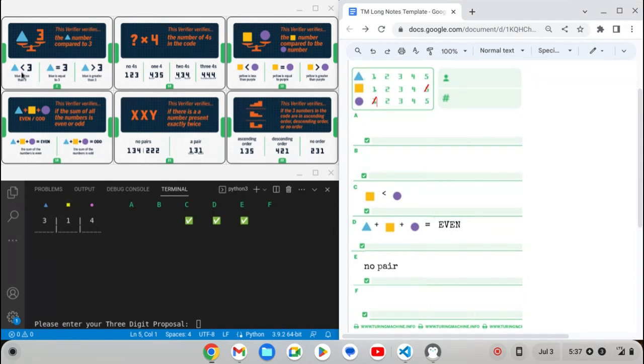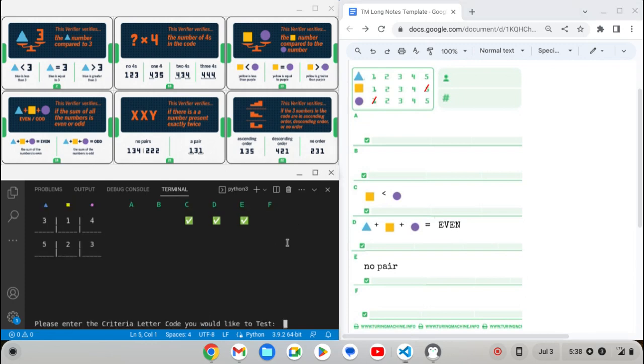Well, I think I'm just going to have to give something a try. So what about something like 1, 4, 1, 4, 3? Is that possible? Oh, well, again, square has to be less than circle. So, okay, maybe not that then. How about 5, 2, 3? Because, again, we can't have any pairs. So let me go with 5, 2, 3 and see what happens.